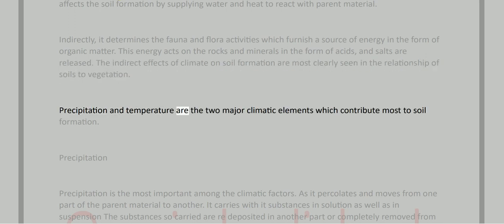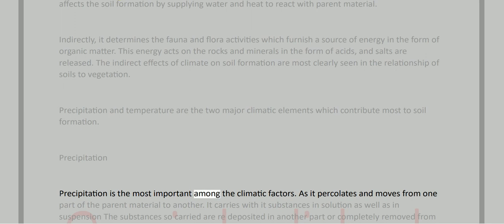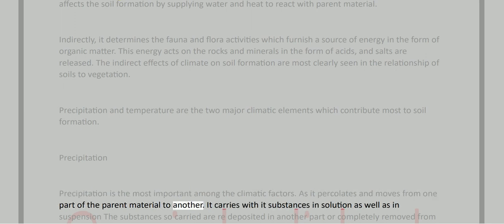Precipitation and temperature are the two major climatic elements which contribute most to soil formation. Precipitation. Precipitation is the most important among the climatic factors. As it percolates and moves from one part of the parent material to another, it carries with it substances in solution as well as in suspension.